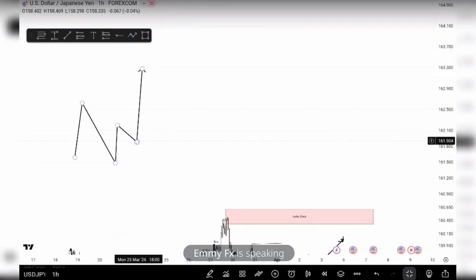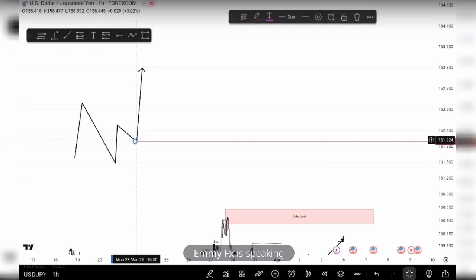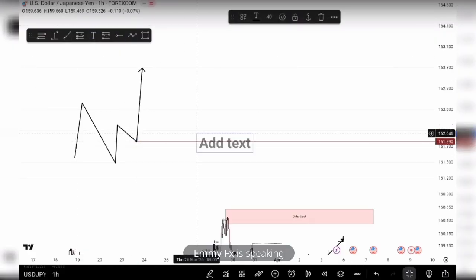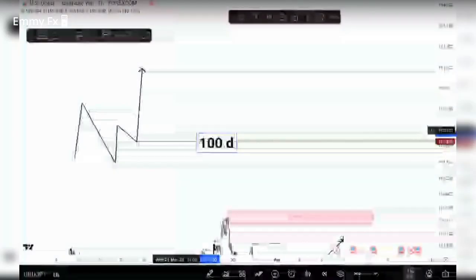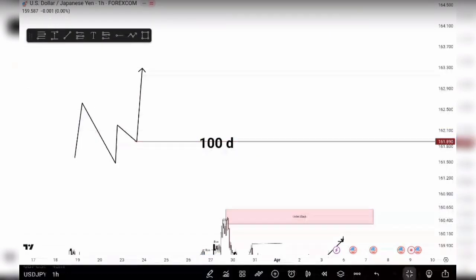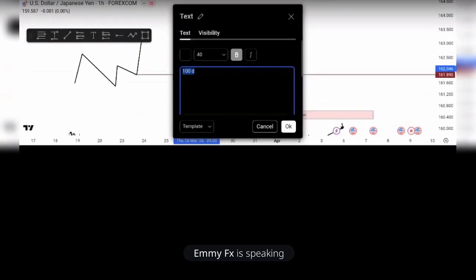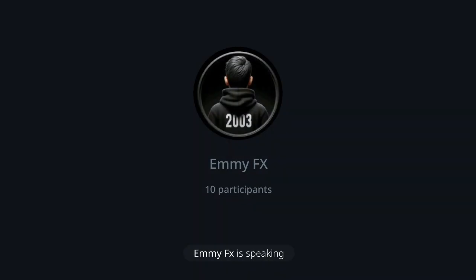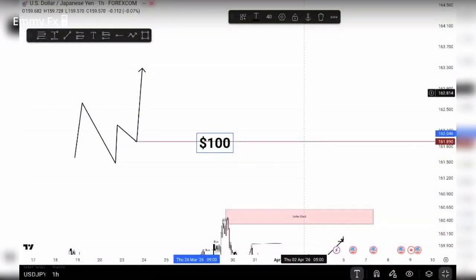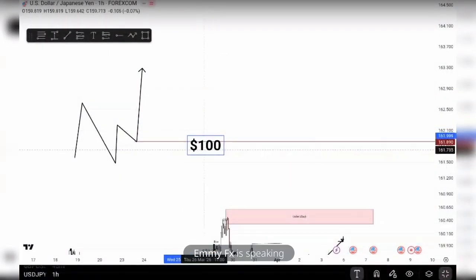From this movement here, let me say this is $100. So we don't want to purchase from $100. We don't want to buy from $100. That is what I'm saying. From this point of interest, the line here is $100.